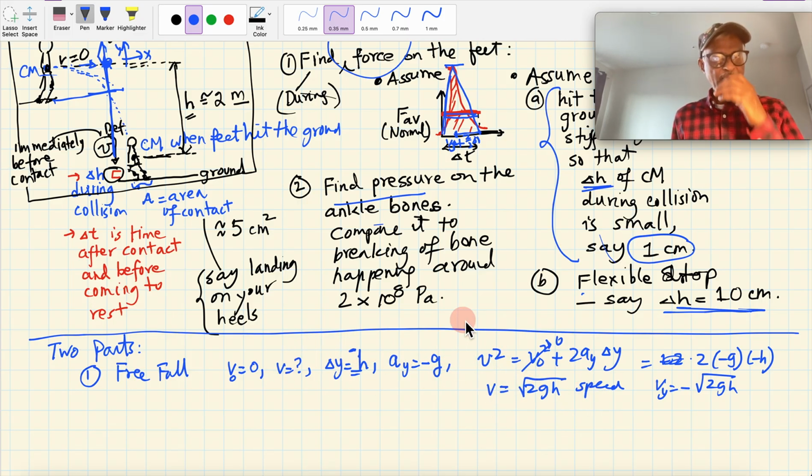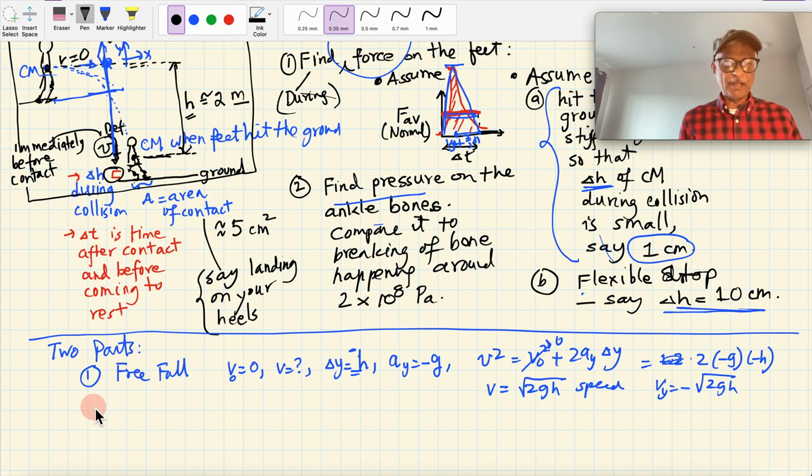It's sometimes helpful to have all these positives and negatives, but sometimes not. We can be sloppy here, and that's probably okay. I'm sometimes sloppy in here because it's such a simple problem. So that's this. It's going down like this. So this is before collision.